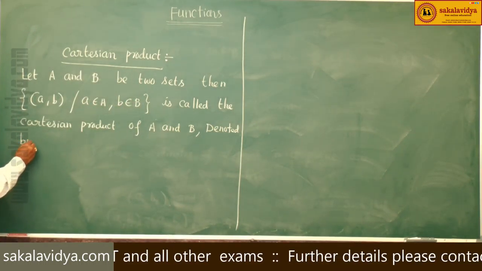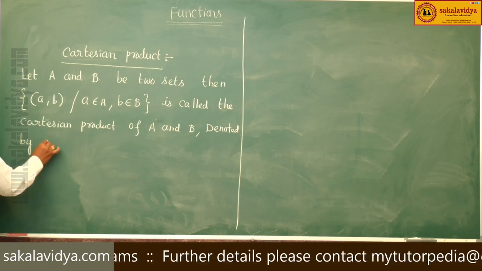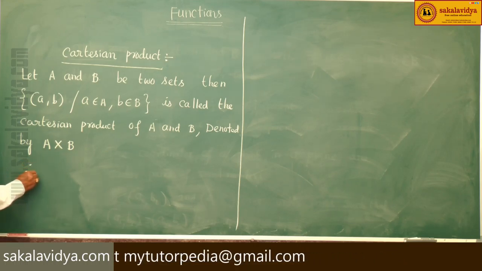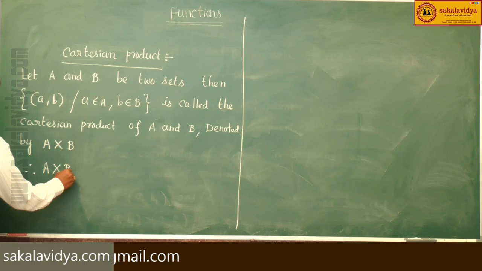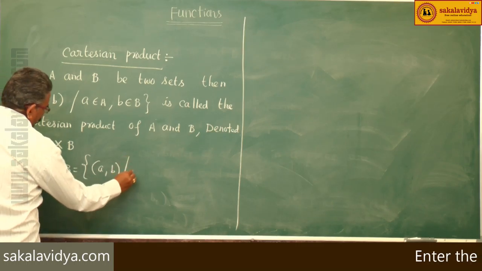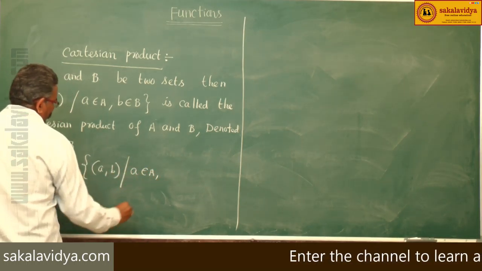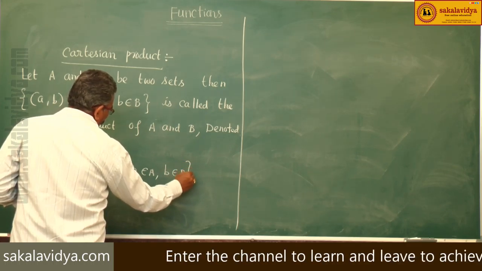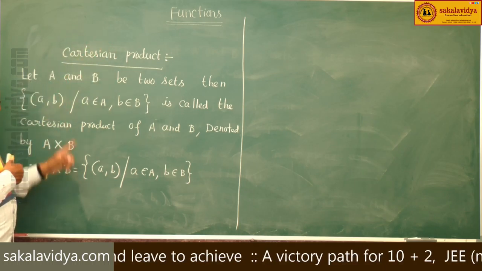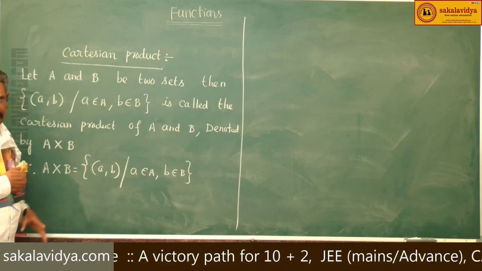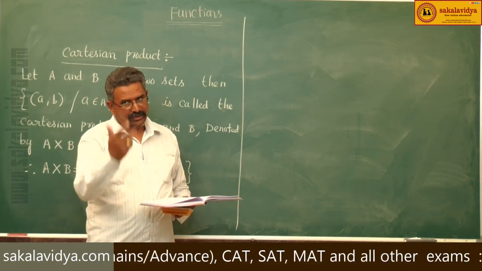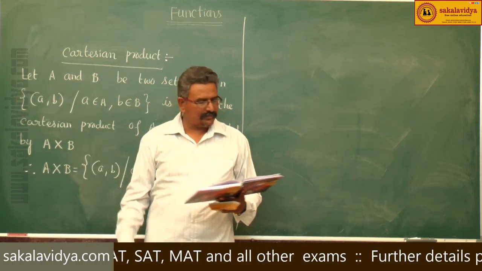Denoted by A cross B. Therefore, A cross B is equal to the set {(a, b) such that a belongs to A, b belongs to B}. Or in simple manner, we say that the Cartesian product is nothing but a set of ordered pairs. Now let us solve some examples on Cartesian product.